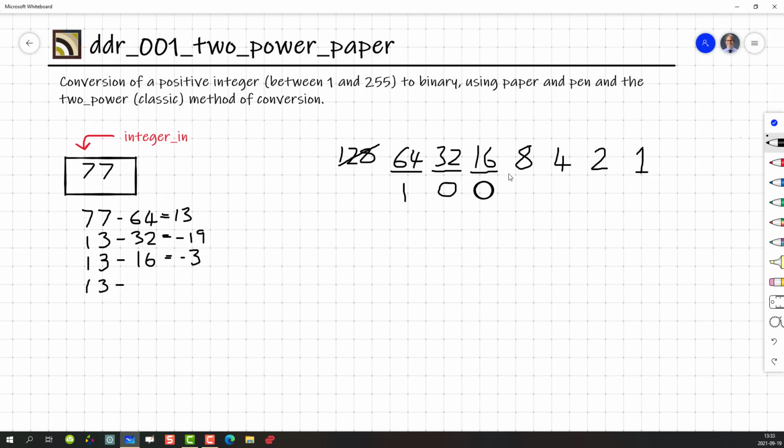Okay, we move 1 to the right, now we're looking at 8. 13 minus 8, well, the answer to that is 5. So the rule is, if it's greater than 0, we place a 1. Now what we do is we put the answer to that subtraction below. And we move 1 to the right.